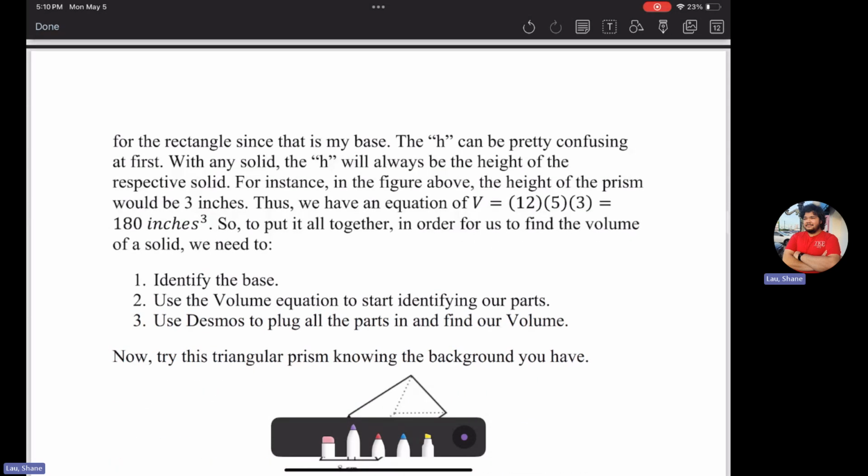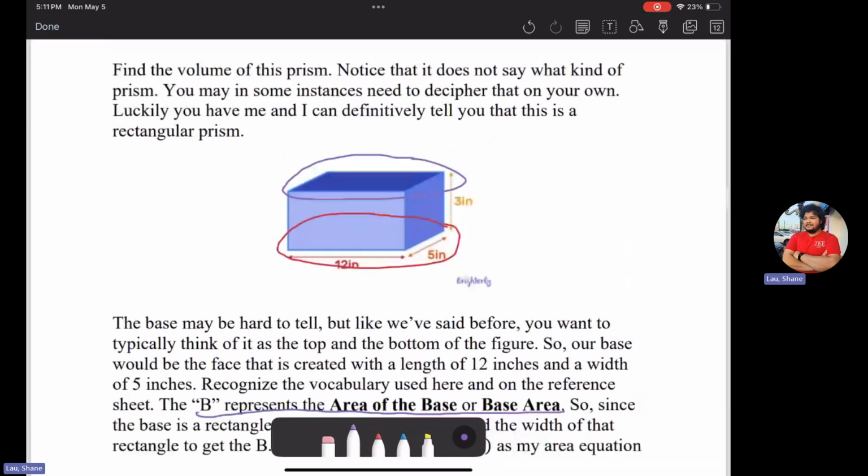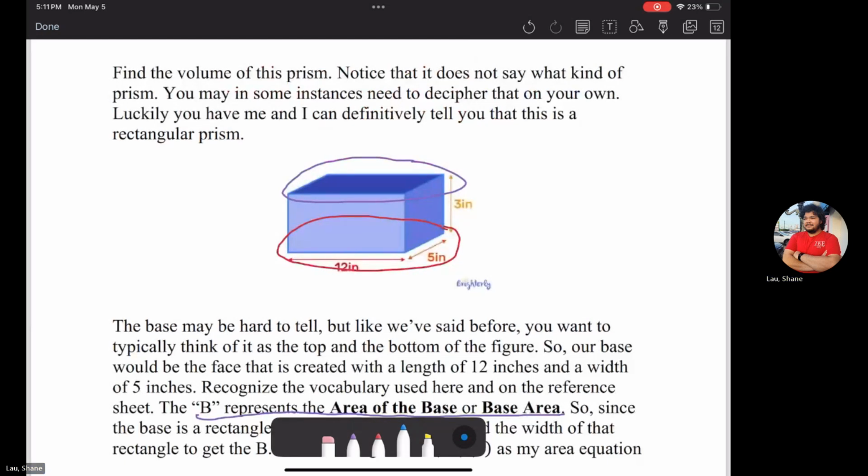So with any solid, no matter what the solid is, it will always be the height of that respective solid. Okay, so think of it as a thought bubble right here. The height of the prism in the diagram that I hadn't seen before is this measurement right here, where 3 inches is the height of my prism.